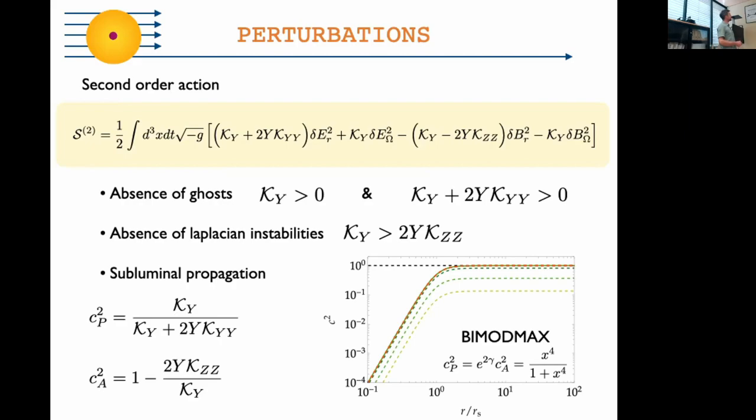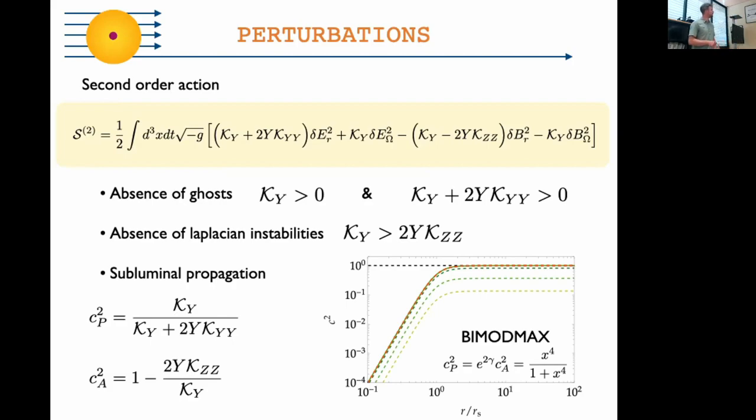In particular, the absence of ghosts requires that this function is greater than 0, as is for example here. And also we have to have this combination greater than 0, as you can read from this coefficient. Furthermore, if you want to avoid Laplacian instability, the typical gradient instabilities, we simply have to look at what happens to the magnetic field term. Of course, this also requires this combination to be positive. Y must be greater than this quantity.